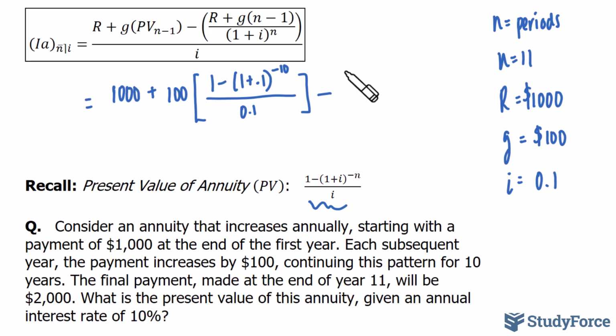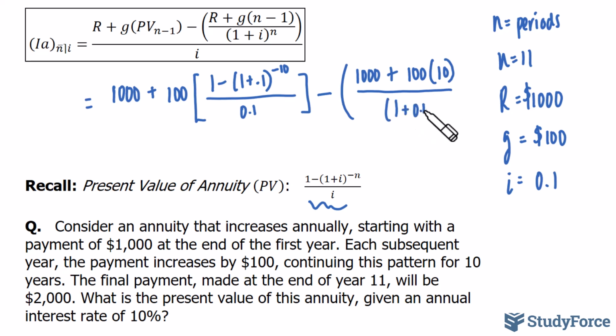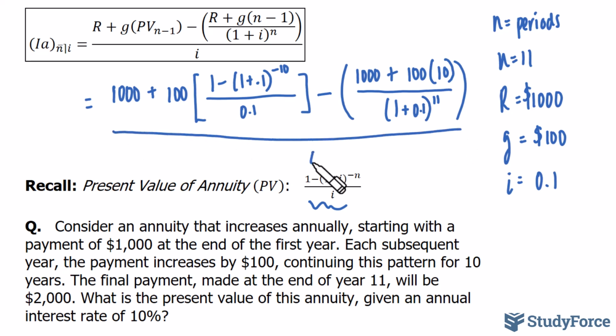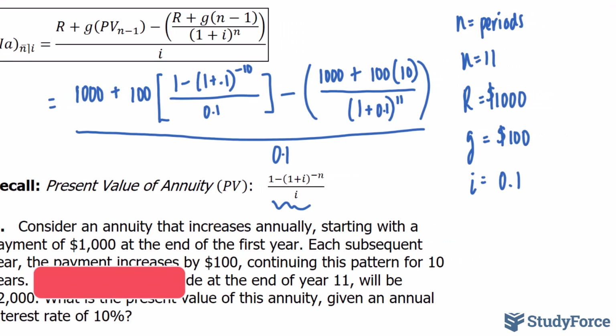Then we subtract, in parentheses, again we have 1,000 plus 100 times n take away 1. N is equal to 11, take away 1 is 10. That's being divided by 1 plus 0.1 raised to the power of 11. Close. And all of this gets divided by I, which for us is 0.1. Now, in order to compute this properly, you want to avoid calculating it in chunks. You want to write this entire expression into your calculator as a single step. Let me show you how that's done.